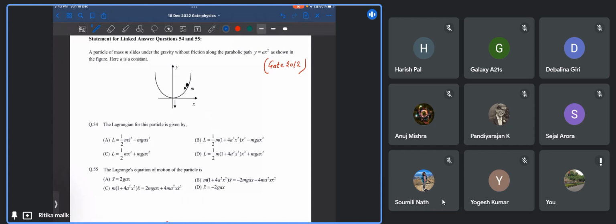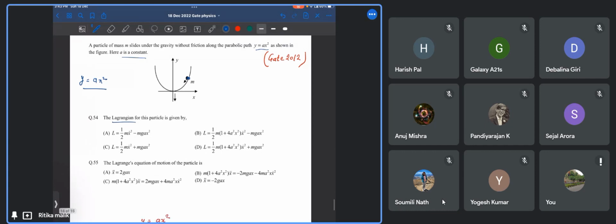In this question, a particle of mass m slides under gravity without friction along a parabolic path y equals a x square, as shown in the figure. Here a is a constant. What is the Lagrangian? So in this question, we have been given the trajectory of this particle. y is given as a function of a x squared, and we have to calculate the Lagrangian.